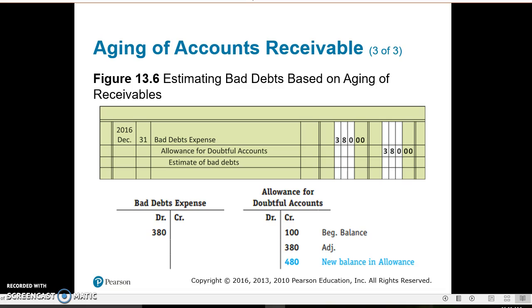For the aging of accounts receivable, you would debit bad debts expense and credit allowance for uncollectible accounts, or for doubtful accounts. It could be uncollectible accounts. They could use whichever one they want. It's the same.